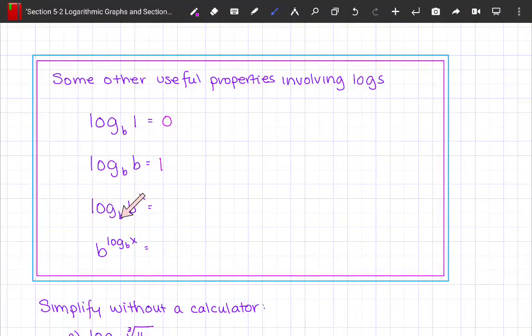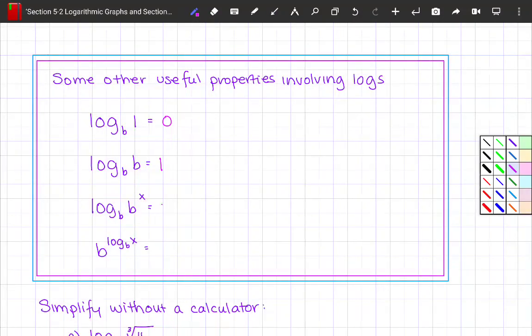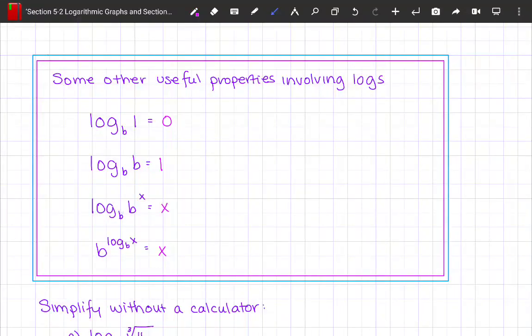What about here? b to what power is b to the x? It's x. And this one's a little harder to see, but trust me, it's just going to be x. Remember that since exponents and logs are inverses of each other, if the bases match, they cancel out, and you're left with the x. Same thing here. We have an exponent and a log in the same problem. The bases match, so they cancel out, and you're left with the x.